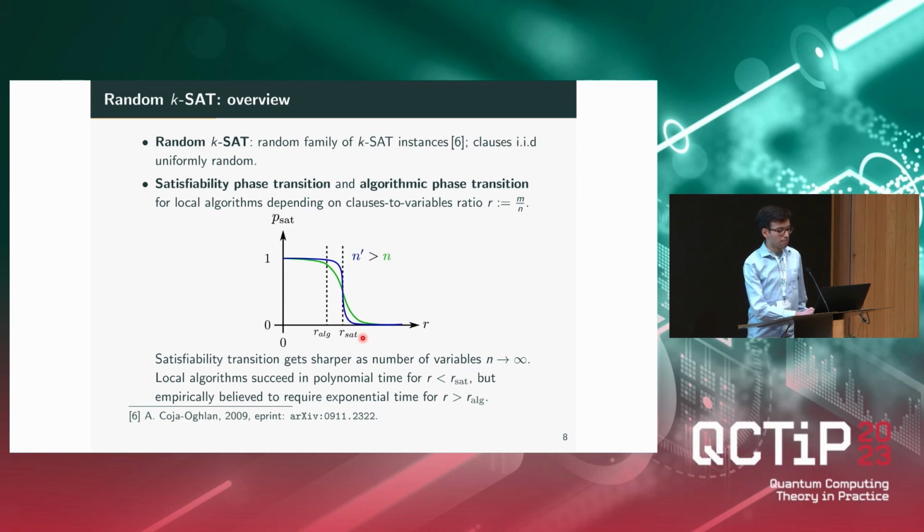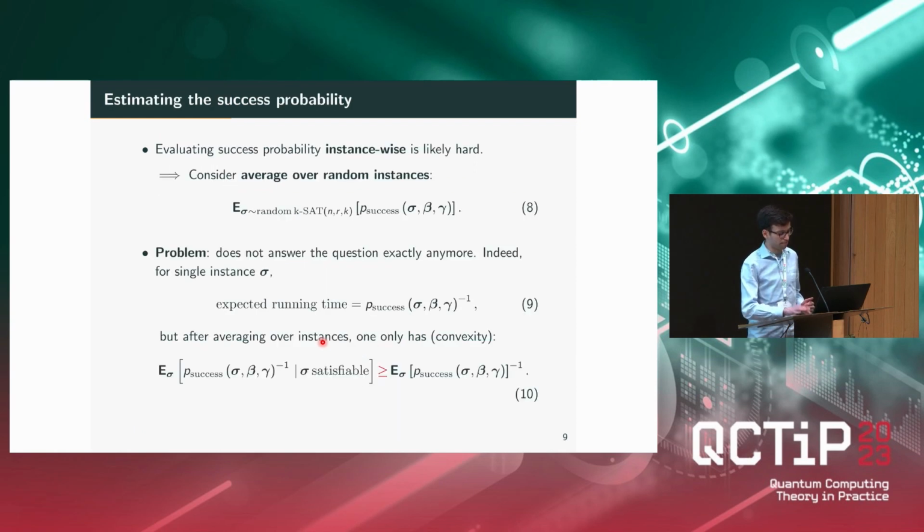However, even before you've crossed this so-called satisfiability phase transition, you have an algorithmic phase transition, where local classical algorithms start to struggle, so to speak. Before that, they're proven to succeed in polynomial time, but after that, at least on empirical grounds, we know that they take exponential time in the instance size to solve the problem. So that's an interesting regime to explore, and that's the regime we put ourselves in for this study.